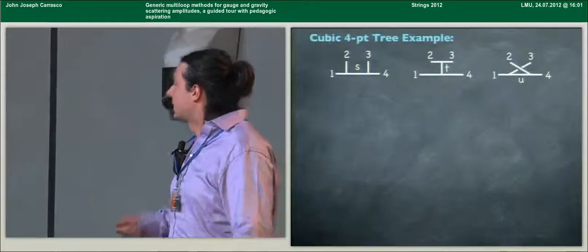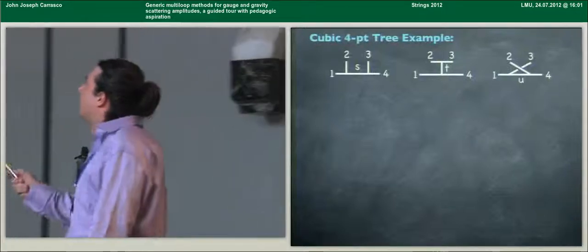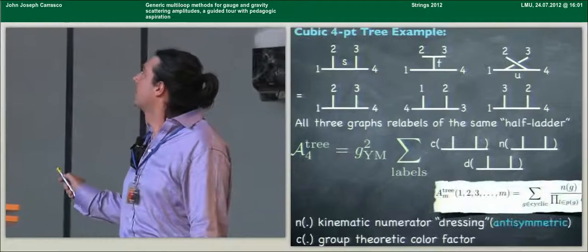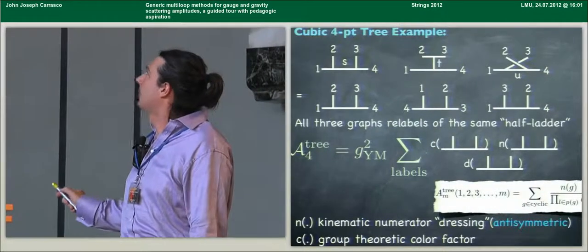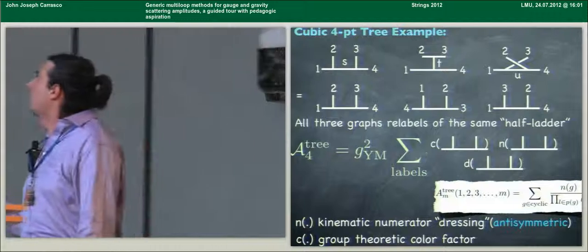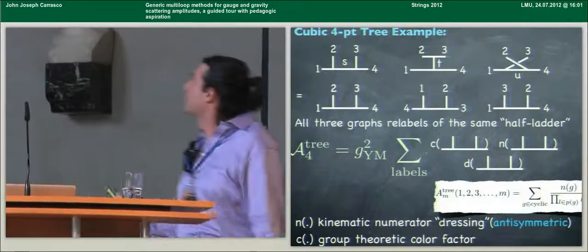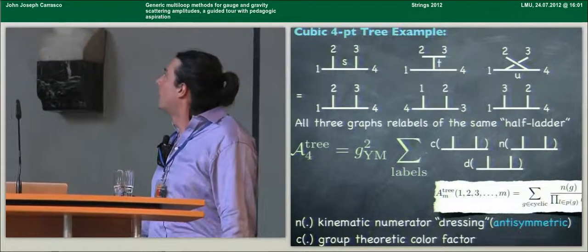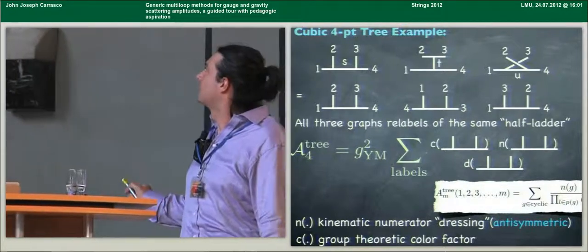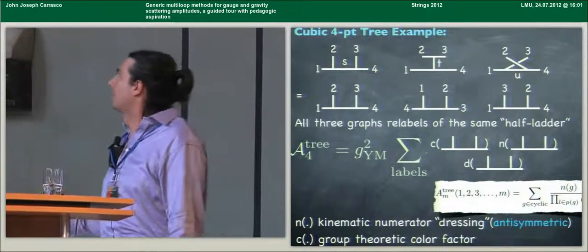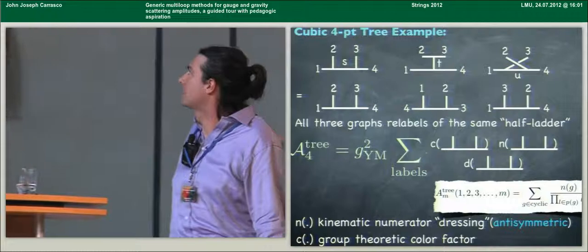So, just to give a feel for how this works, I'm going to give a 4-point tree example. These are the 3 graphs. They're just relabelings of the same graph: S, T, and U. As I said, the 4-point you can assign between these. The representation I'm going to show is a symmetric one, where it's actually the same numerator function applied independent of labels, so you're just summing over the labels. So this is going to be manifestly crossing symmetric.